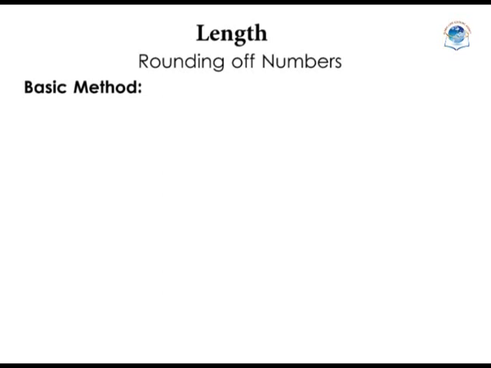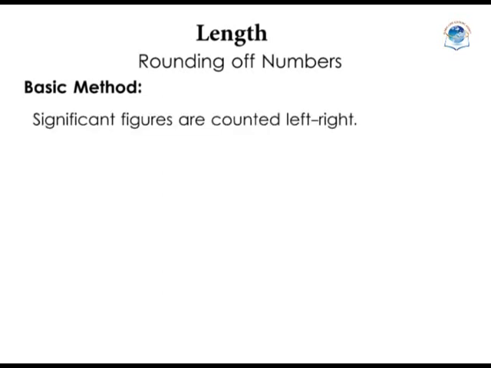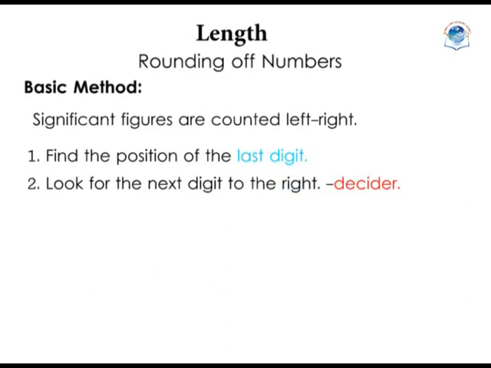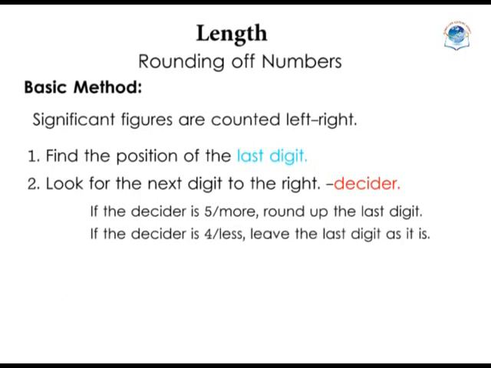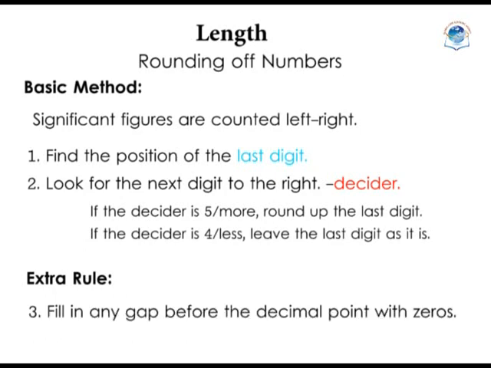Here's the basic method. First, significant figures are counted from the left to the right. We first find the position of the last digit. That's where we want the last significant figure to be. And then you look at the next digit to the right. This is called the decider. If the decider is 5 or more, then we round up the last digit. But if it's 4 or less, we leave the last digit as it is. Now here's the extra rule for some significant figures. You need to fill in any gaps before the decimal point with zeros.